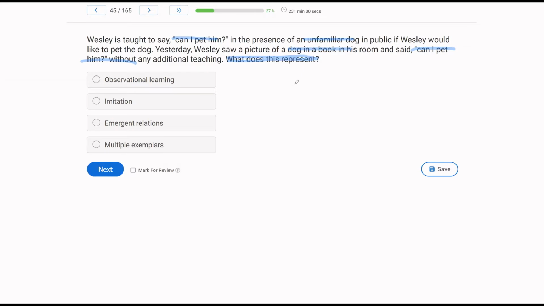So how can we describe that? A, observational learning. Well, Wesley was taught this, so it wasn't necessarily observation. Same with imitation, right? Wesley was taught to say, "Can I pet him?" in the presence of an unfamiliar dog.